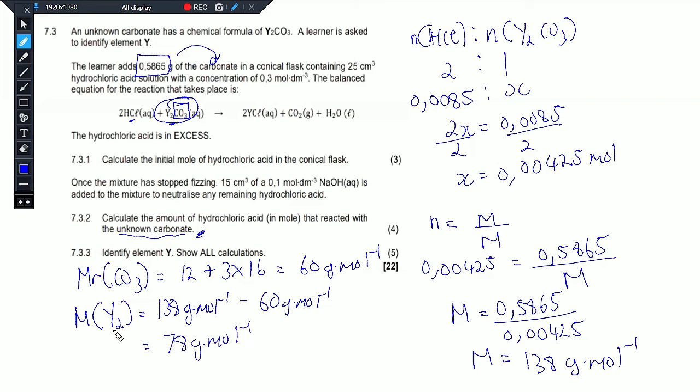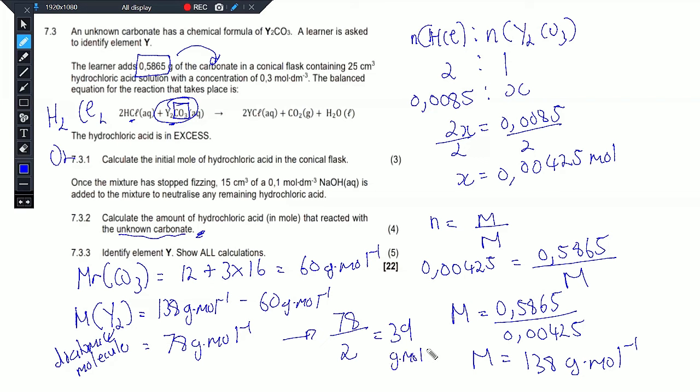But then note that Y2 here is a diatomic molecule. Diatomic molecules are more like your H2, your Cl2, your O2. So there are two of these elements that make up this molecule. So if we only want to find an element, what would we do? Obviously, that's 78 divided by 2, and this gives us 39 grams per mole. So that's your solution right there, 39 grams per mole.